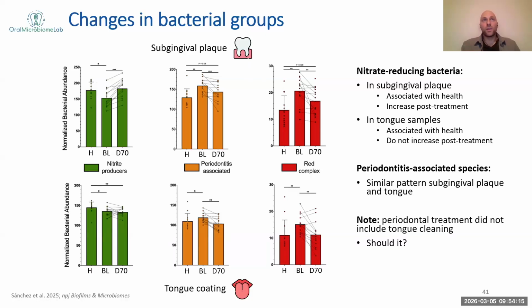benefit from tongue cleaning. We're checking this in a clinical study in Turkey right now because we think that with mechanical removal, just as in subgingival plaque over here, we can boost this green bar over here and increase nitrate-reducing bacteria on the tongue, which could be beneficial for the whole oral ecosystem by increasing nitric oxide availability. So hopefully we can talk more about that next time.